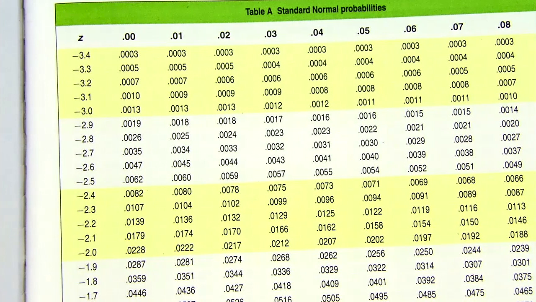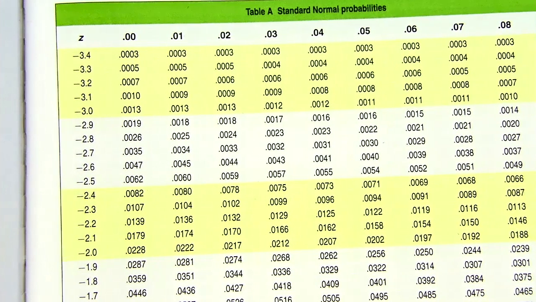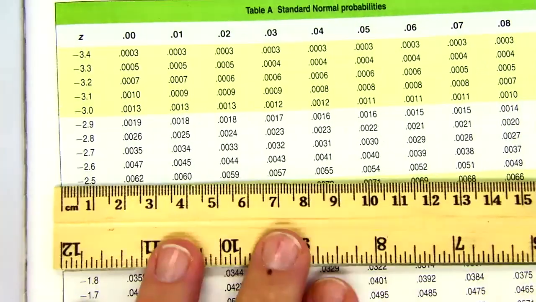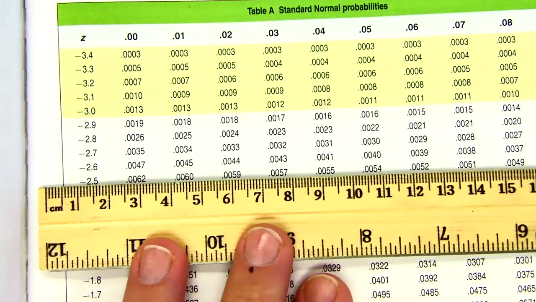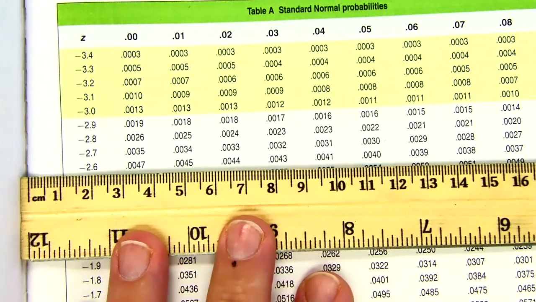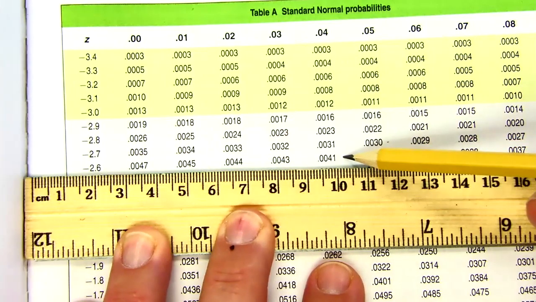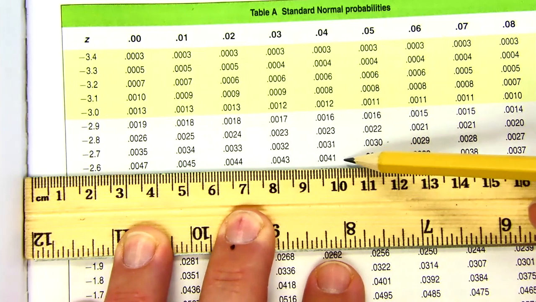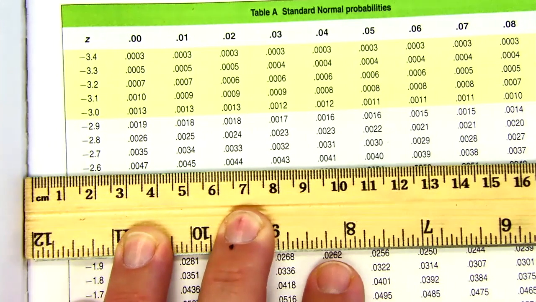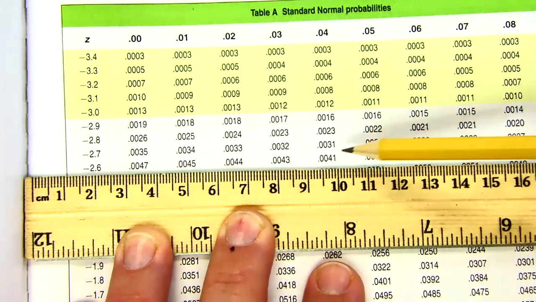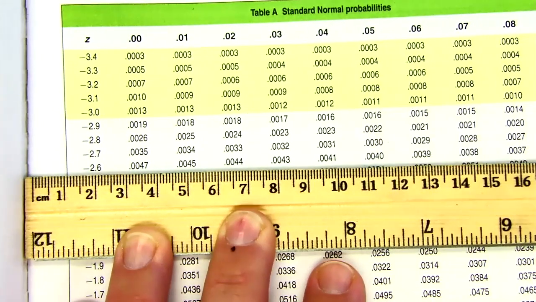So if I had a Z-score, let's just go to one that you can see, of like negative 2.64, I would go to negative 2.6 and go over to the column for 04, and look, that Z-score is greater than just 0.4% of data. Okay, so if I was 2.6 standard deviations below the mean for US men, I would only be taller than 0.41% of men in the US.